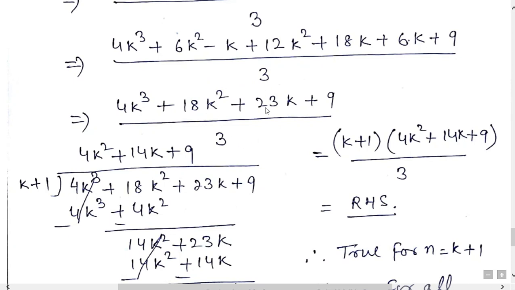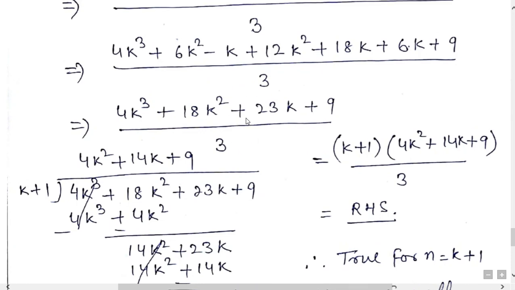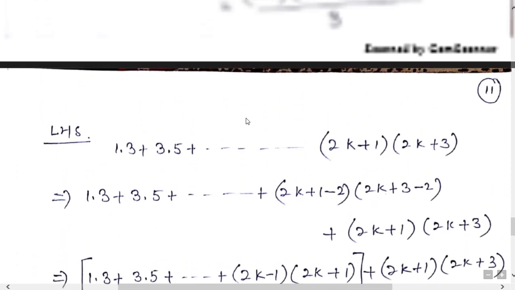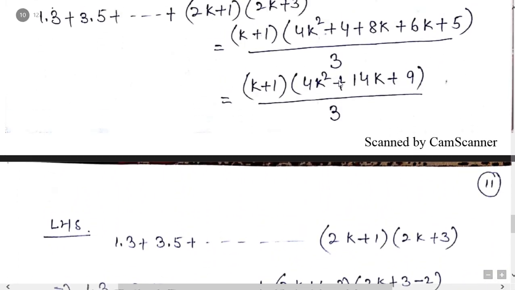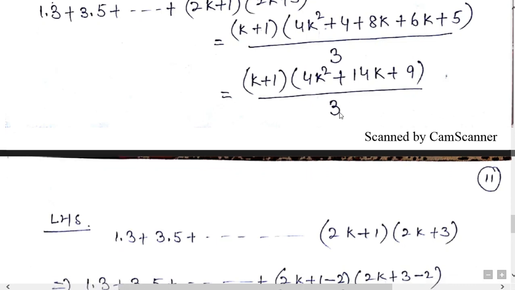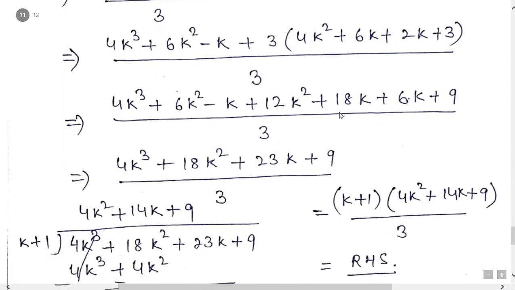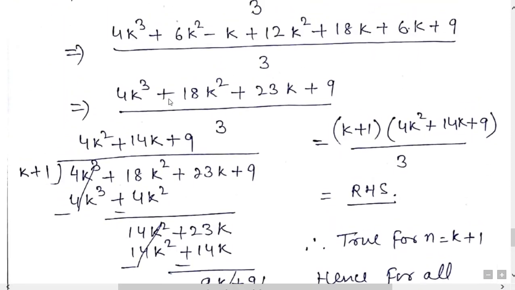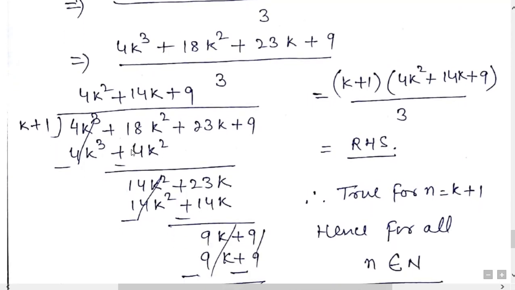Now, what to do for the calculation of our value? Now the required answer is this one. This one is the required answer: (k plus 1)(4k square plus 14k plus 9) divided by 3. It means if I divide this value by k plus 1, this value will be there. Let us check: 4k cube plus 18k square plus 23k plus 9. Divide this value by k plus 1.